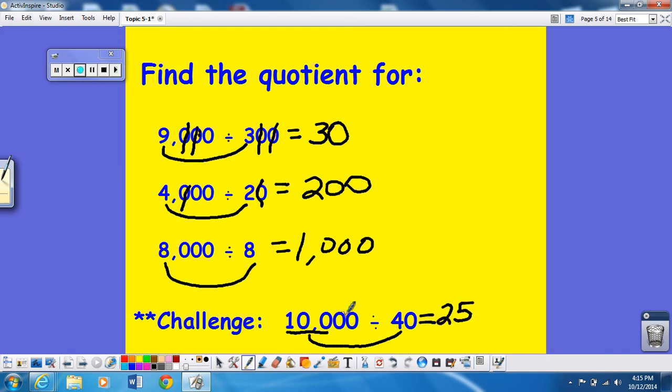Okay, let's cancel. This one cancels this one. That leaves me 1 0. Remember, don't get caught up. You've already used this 0 when you did 100. So 10,000 divided by 40 equals 250.